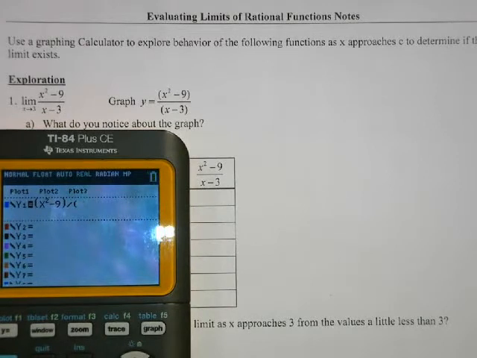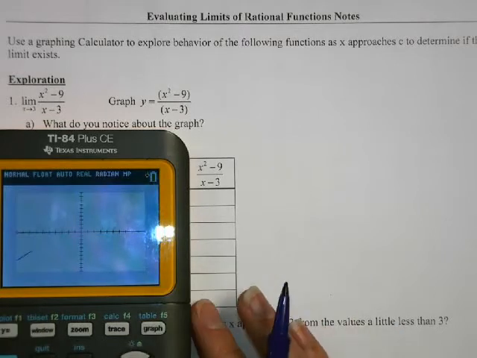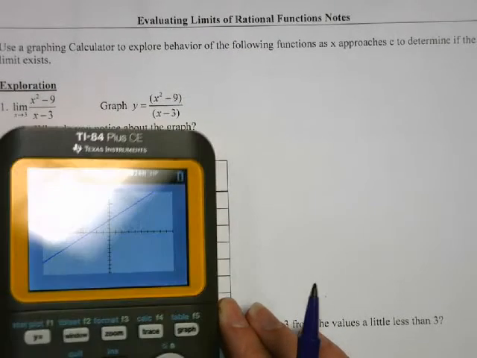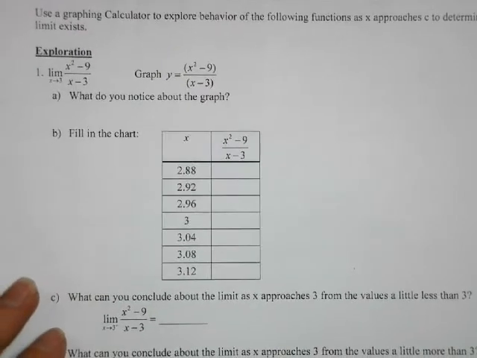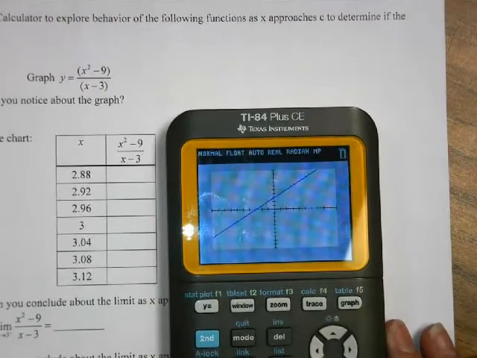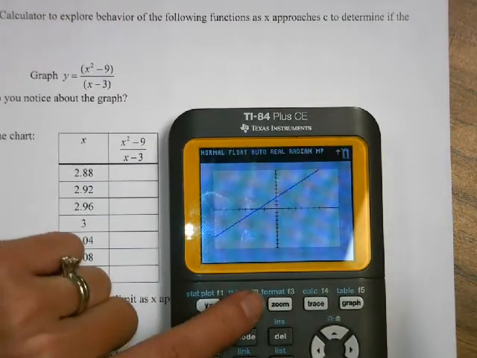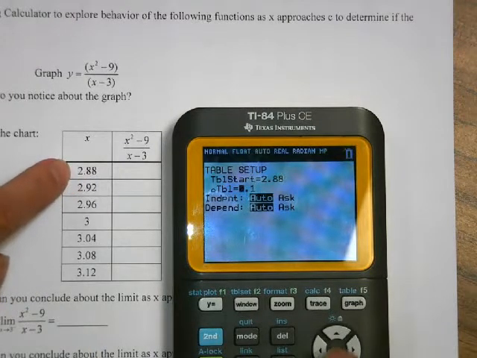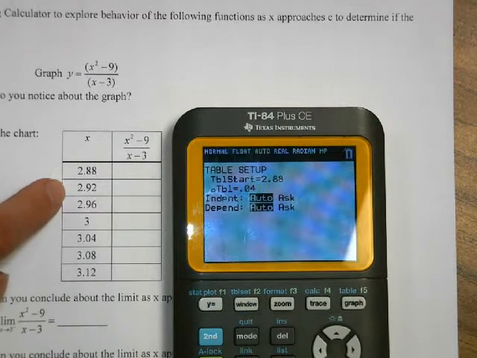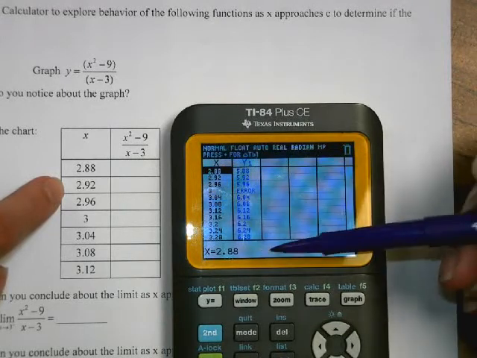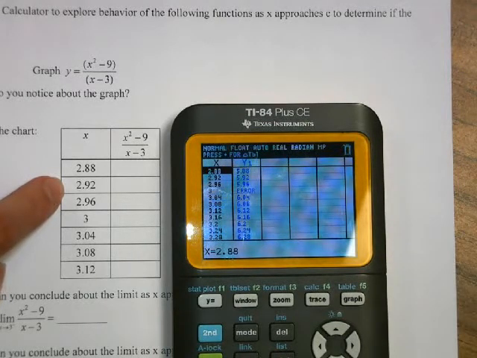Make sure to put parentheses. Okay, and if we graph, we get a line. Okay, and this isn't unexpected from our last lesson. So now I'm going to take this table of values, and what I can do is use the table feature. So if you go to second table set, we're going to start our table at 2.88, and then our delta is 0.04. Then we go to table, and these are all the values that we're going to plug into our chart.